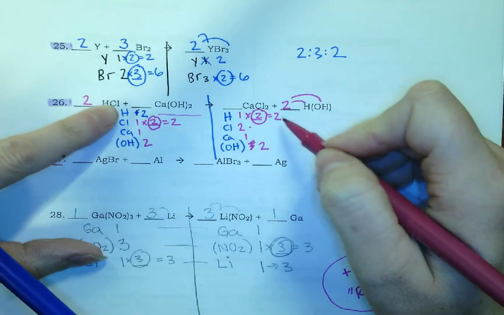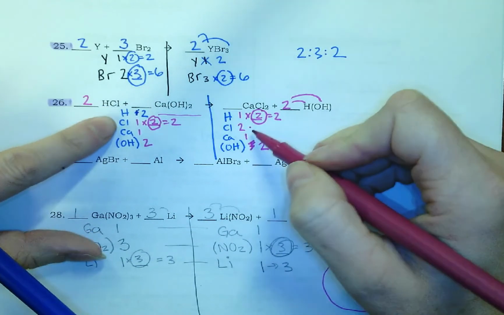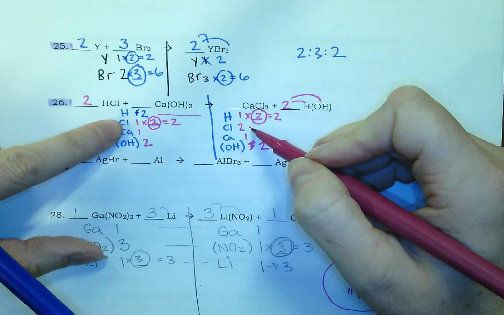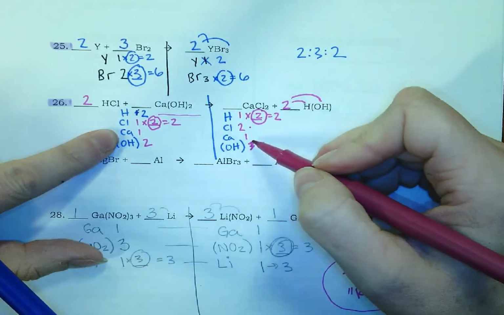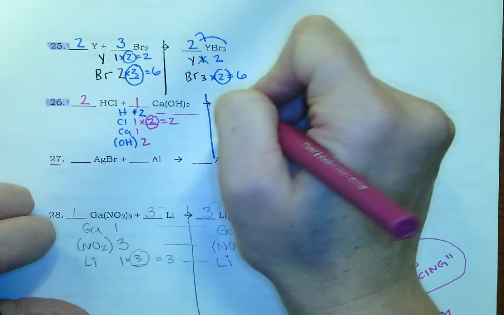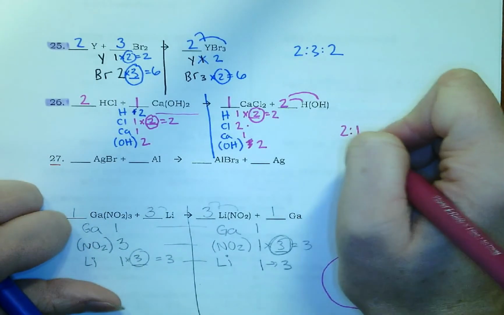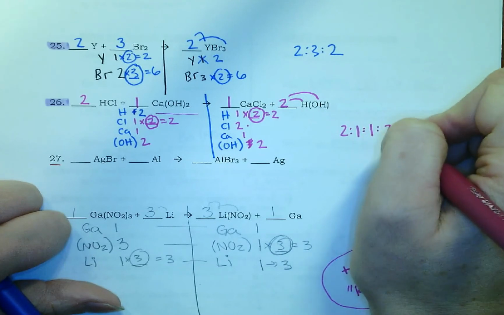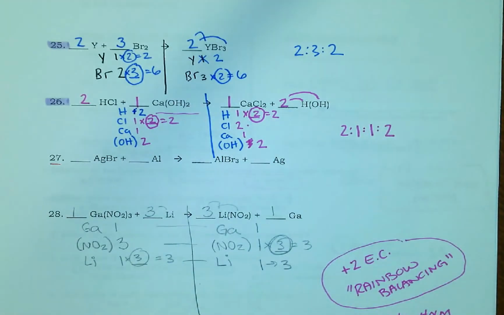Alright, so now I have 2 hydrogens before and after, 2 chlorines before and after, 1 calcium before and after, and 2 hydroxides before and after. So that would be the invisible 1s, 2, 1, 1, 2 as the ratio.